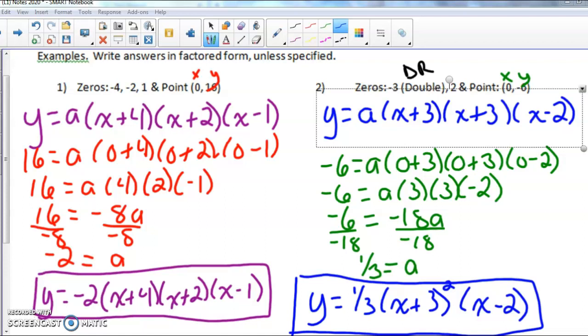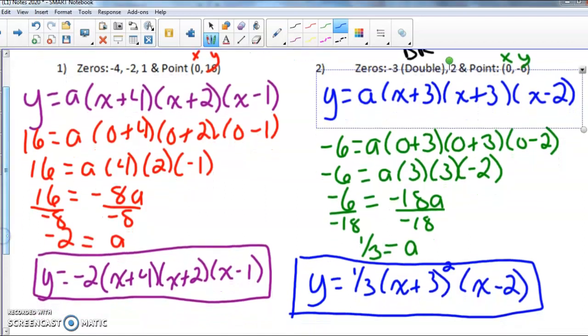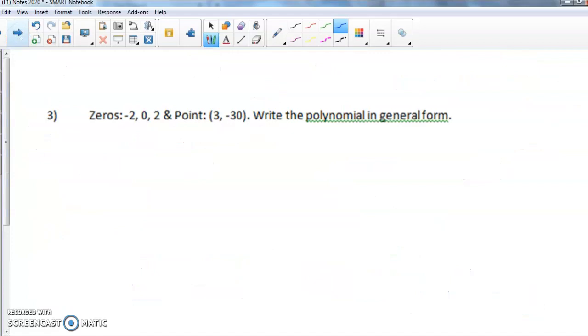Now, my final equation at the bottom, I wrote it 1/3 (x plus 3) squared (x minus 2). If you wrote out x plus 3 twice, that's 100% fine. Okay? Let's move on to that bottom one. The only difference with the bottom one is it says write the polynomial in general form, meaning this one, unfortunately, is going to have to be expanded.